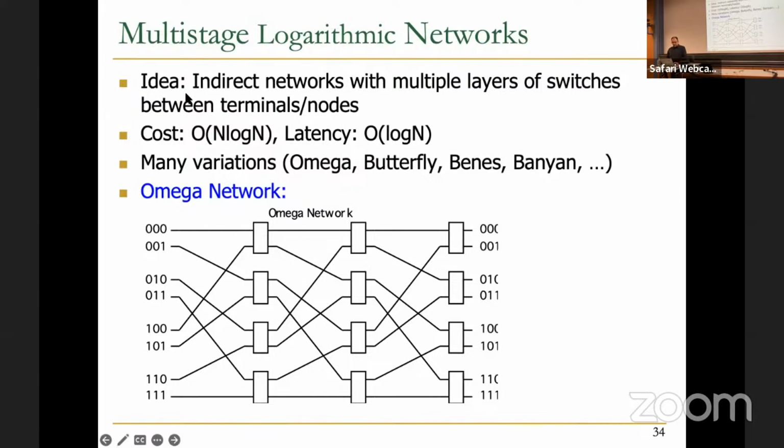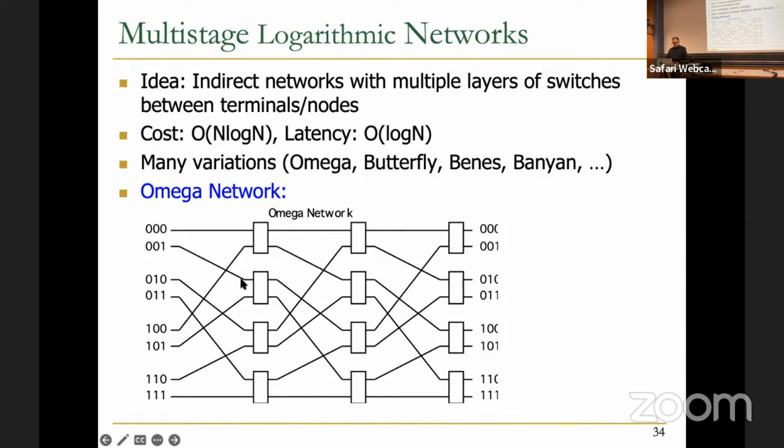The essential idea is that indirect networks have multiple layers of switches between terminals and nodes. We have some switches here, and each switch can be, for example, 2-array, with 2 inputs and 2 outputs. But it can also be 4-array, for example, with 4 inputs and 2 outputs. So there can be many variants of that.